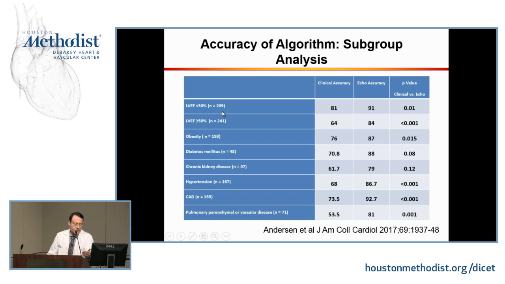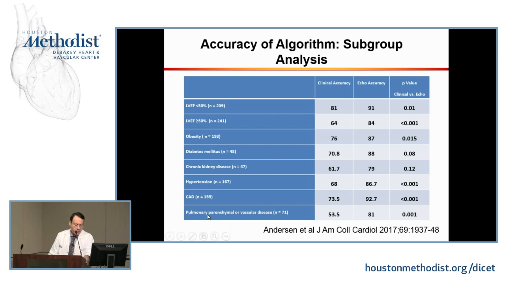Also, if you look at subsets based on EF, the presence of obesity and other conditions, in general, echo accuracy was more. Worth to emphasize two particular groups. A group of patients with a preserved EF, here we defined it as 50%. Notice clinical accuracy is 64 compared to 84%. So echo is not perfect clearly, but much better than clinical assessment only.